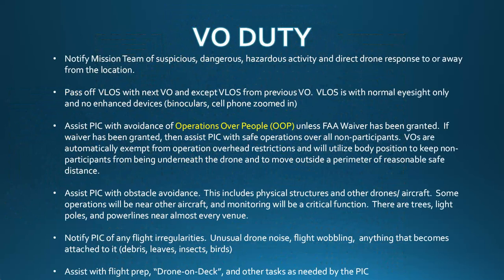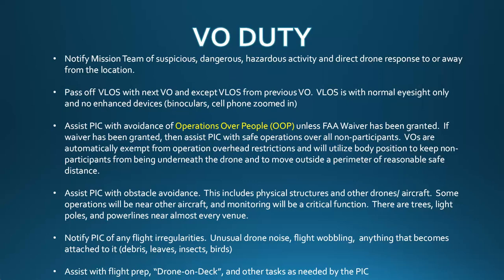Assist the PIC with obstacle avoidance. This includes physical structures and other drones and aircraft. Some operations will be near other aircraft, and monitoring will be a critical function. There's trees, light poles, power lines, almost everywhere you go. You may be down the shore. You may have banner towers. You may have low-flying helicopters and other type of aircraft. There may be kites in the area.